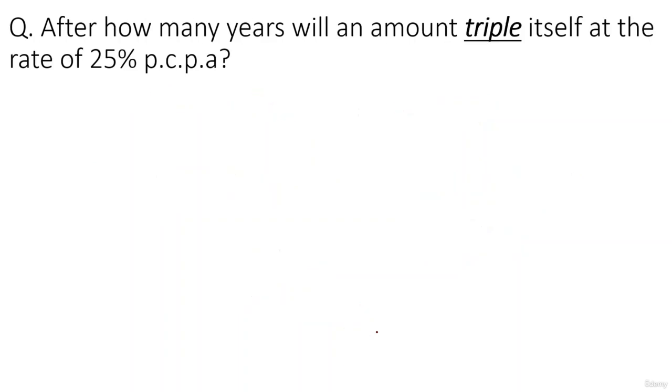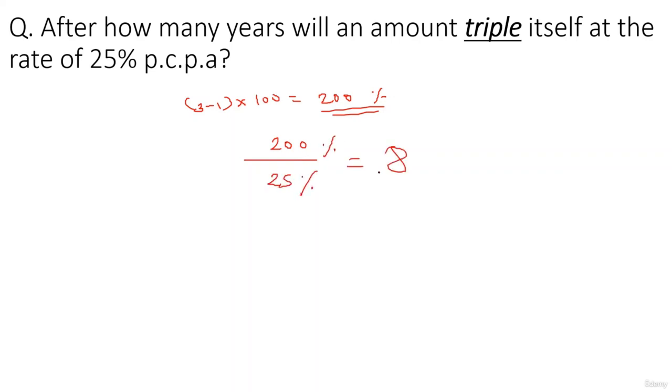Now similarly, please find out the time required for the amount to get tripled at 25%. Please pause the video and solve it and check. Yes, if the amount becomes triple, the percentage change is (3 minus 1) multiplied by 100, which is 200%. So you demand a 200% increase and the rate of interest is 25%. How much time will you take? 200% divided by 25%. How many cycles? 8 cycles. So you require 8 years.